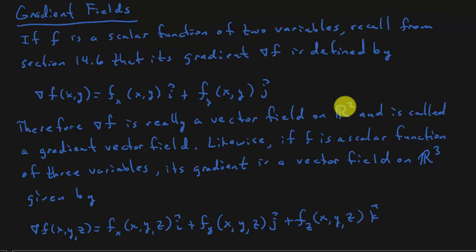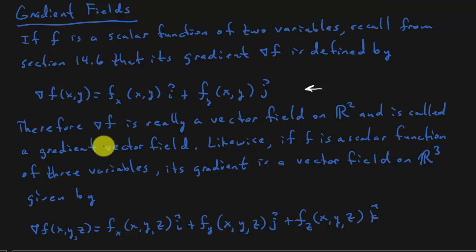So gradient fields: if f is a scalar function of two variables, recall from section 14.6 that its gradient, the gradient of f, is defined by this. All right, so we've already gone over this in a previous video, and that's 14.6 in the Stewart Calculus book, 9th edition. I can't remember the name of the section, but it's the section on directional derivatives and the gradient vector. That's where you got that from.